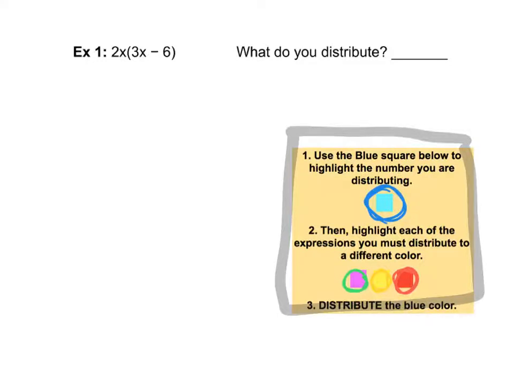All right, so the first question is, what do you distribute? Well, we're going to distribute the thing that is outside of parentheses. So we're going to distribute that 2x. So 2x is going to go on your first line. Go ahead and type that in there. And remember, when I'm distributing it, I am multiplying it by each term. Notice we have 2 terms here. Our first one is going to be 3x, and our second one is going to be negative 6. Notice that negative goes with the 6.